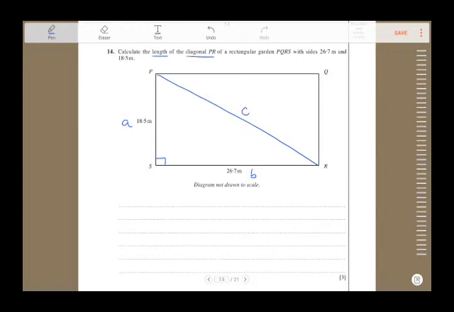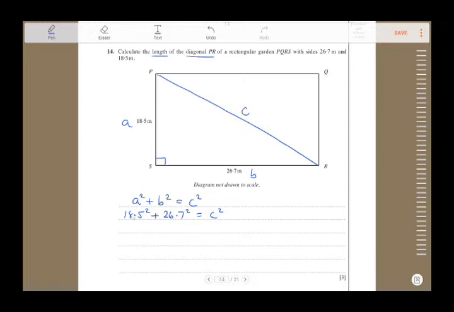Now the formula, always write it first. A squared plus B squared equals C squared. Whenever using any formula, write it first. Then plug your numbers in and see what you've got. So instead of A squared, I've got 18.5 for A. So that's 18.5 squared. Plus, instead of B, I've got 26.7 squared. Instead of C, I've still got C squared, so I'm going to leave it as C squared.